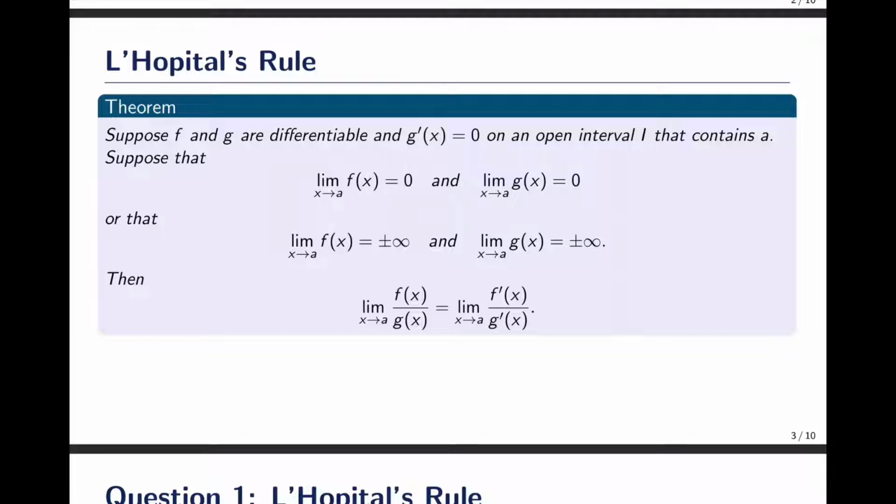Now we also need to suppose that we have one of the two following cases. Either both of the limits as x approaches a are 0, or as x approaches a, they're either plus or minus infinity. These are the two things that we're mainly going to check off: that we have an indeterminate form of 0 over 0 or infinity over infinity. Once I check this, then I can conclude that the limit of their quotient is equal to the limit of the quotient of their derivatives.